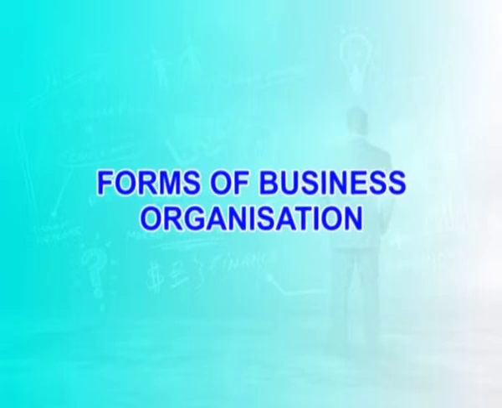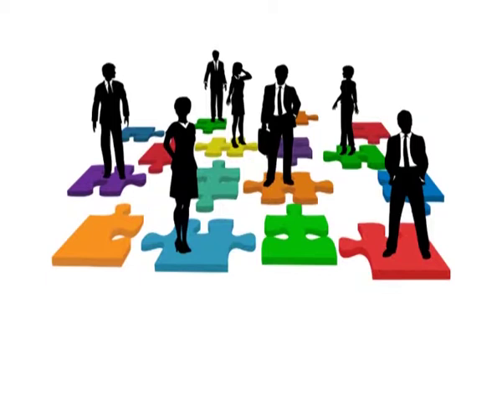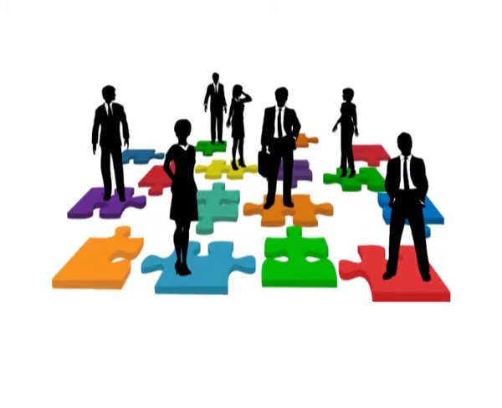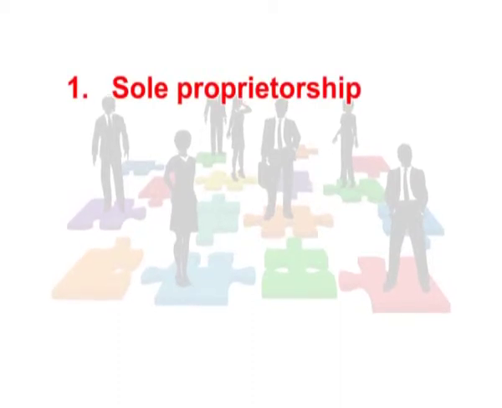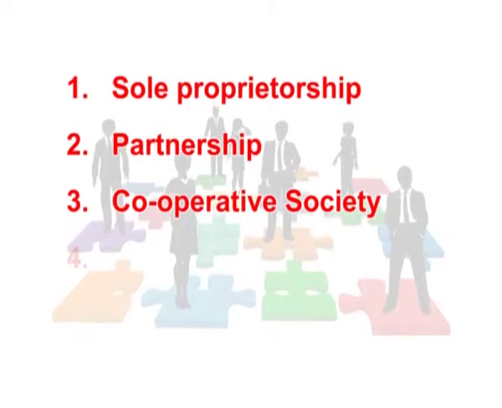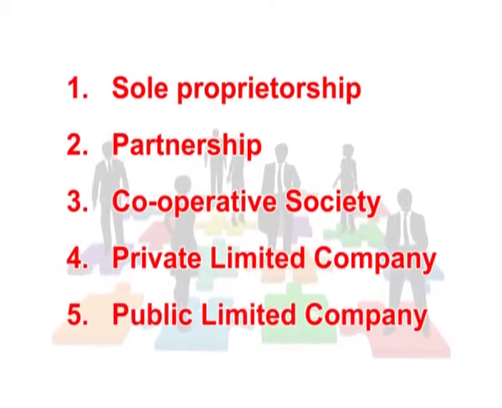Now, forms of business organization. A business organization usually falls in one of the following types in Indian conditions as such. Number one, sole proprietorship. Number two, partnership. Number three, cooperative societies. Number four, private limited company. Number five, public limited company.